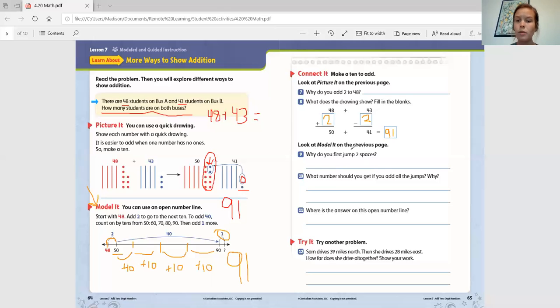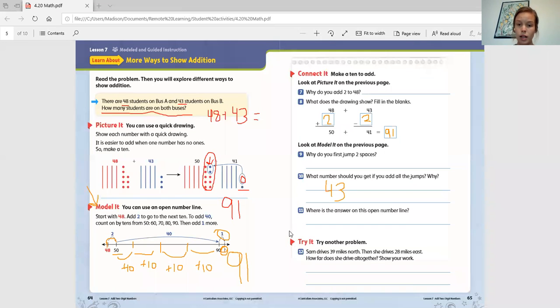All right, now why do we jump 2 spaces down here? To make it a friendly number. It's easier to count by 40 when you have a 0 in that ones place versus when you had a number in that ones place. And if you add up all of the jumps, so if we added 2 plus 40 plus 1, we should get 43, because that's how much we're adding to 48. And then the answer is down here at the bottom where we landed.